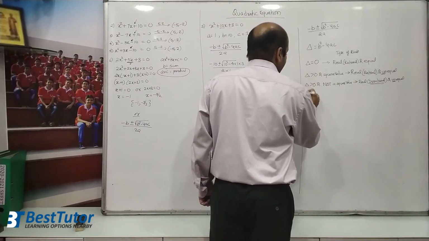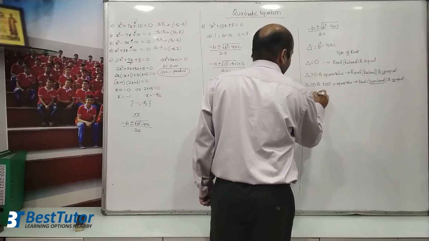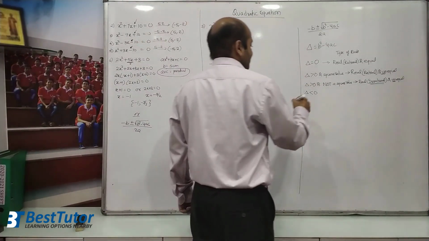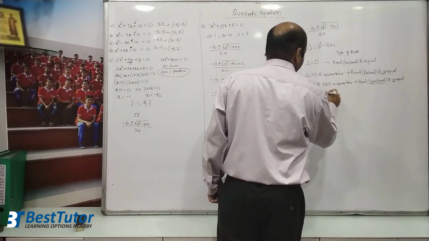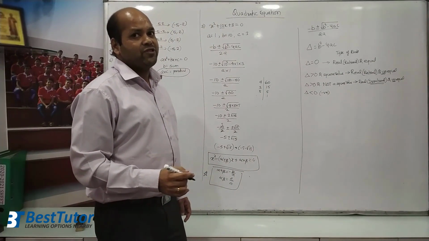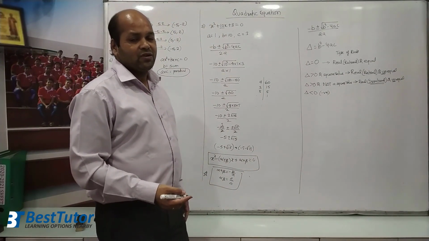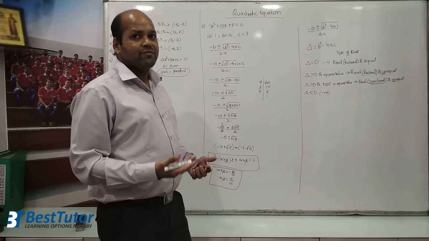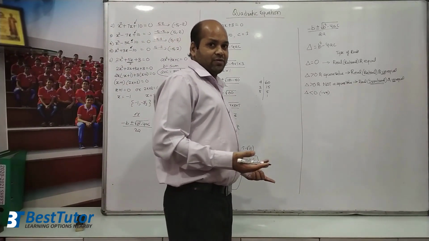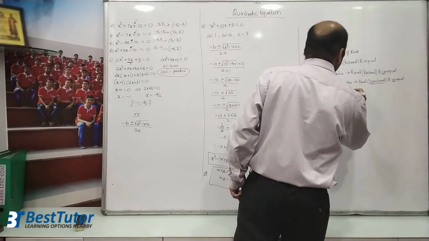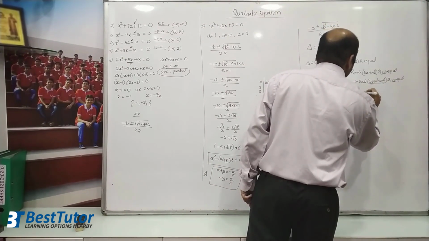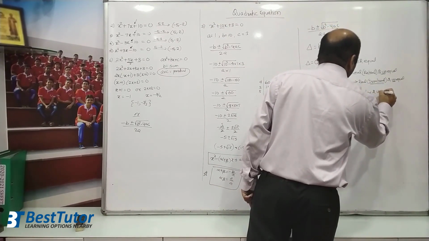Last, I say delta is less than 0. What do you mean by less than 0? It means the value is negative. So if b square minus 4ac was negative 3, root of negative 3. What is the root of negative 3? Not defined. It is complex. So what we get here as roots are complex and unequal.